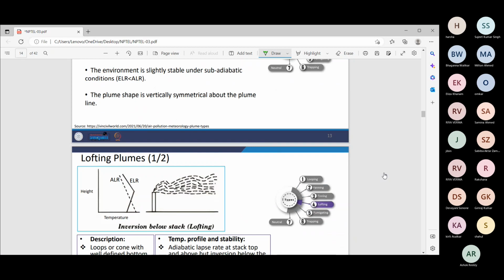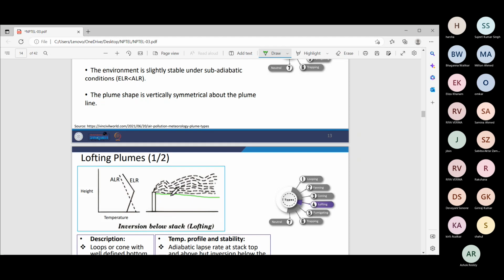Now the next one is lofting plumes. Okay, so next one is lofting plumes. Here what condition is there? There is an inversion condition below the stack. So there's inversion below the stack and an unstable environment above this inversion condition.